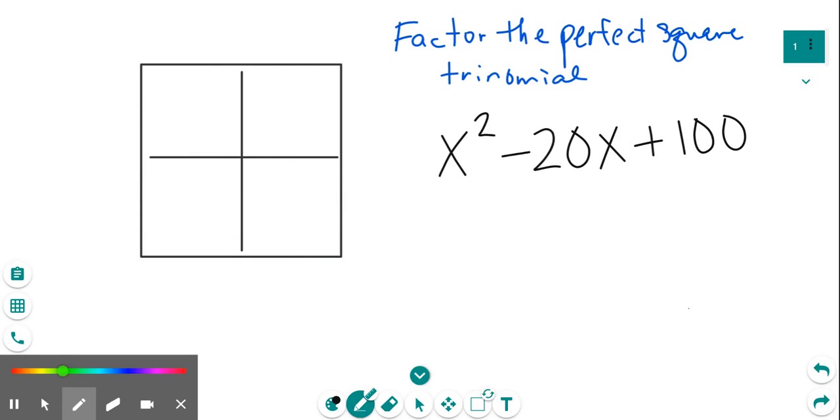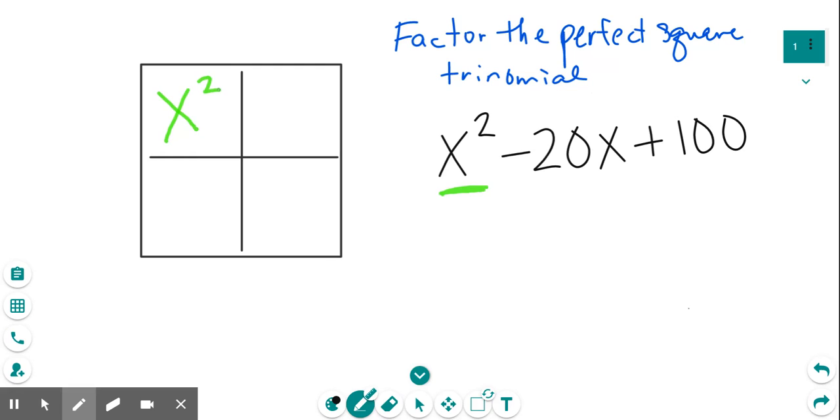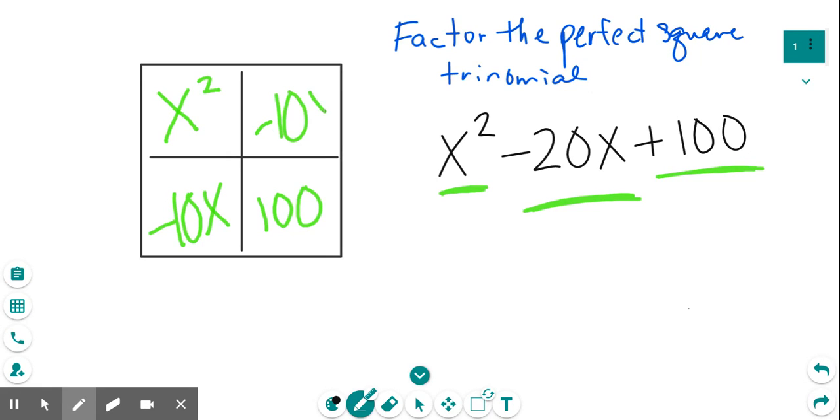All right, so we're going to do this without making the squares. If you want to try making the squares on your own, that's fine. Okay, so I have x squared. I'm going to put that here, and I have plus 100. So I'm going to put that there. And the negative 20x has to be broken up into two pieces. So I have negative 10x and negative 10x in my boxes. All right. Now keep in mind that that is a negative.